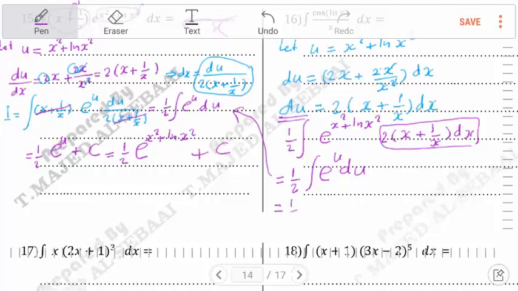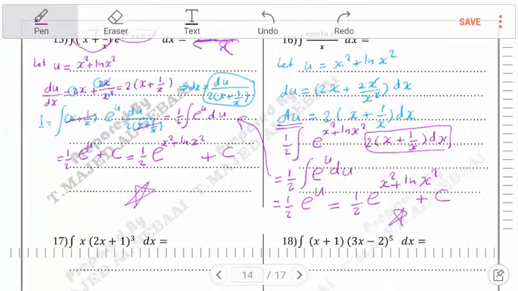Equal half e to the u, equal half e to the power of, write u in its terms, x squared plus ln x squared, plus c. What do you think? Is there a big difference between method 1 and method 2? You saw the difference between the first one and the second one.